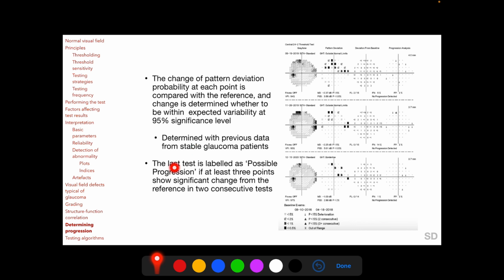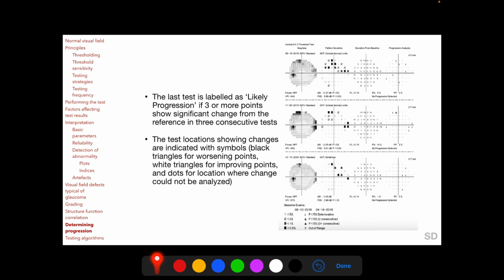And the last test is labeled as possible progression if at least 3 test locations show significant change from the reference baseline in 2 consecutive tests. And the last test is labeled as likely progression if 3 or more test locations show significant change from the reference baseline in 3 consecutive tests.